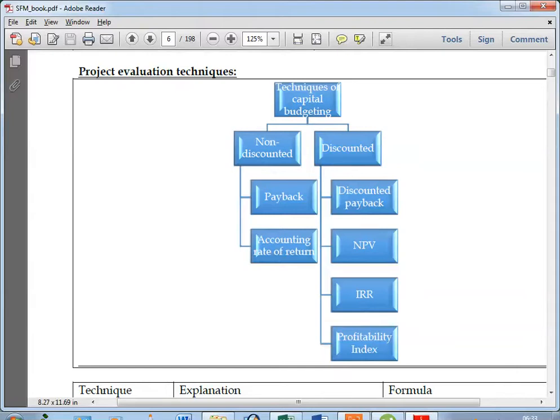Now I'll explain something called techniques of capital budgeting. The basis of these techniques will all depend on the cash flows. Totally there are 6 techniques of capital budgeting. 2 techniques are non-discounted and 4 techniques depend on discounted cash flow. When I say discounted cash flow, it takes into consideration time value of money. If it's non-discounted, it will not take into consideration time value of money.